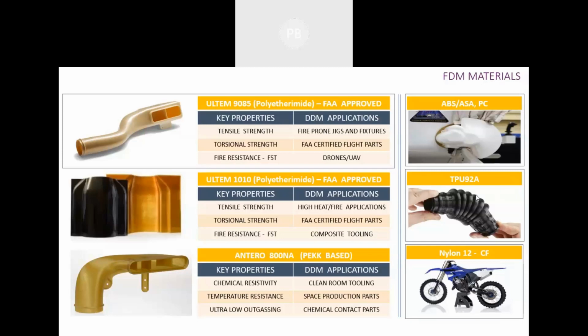Then comes the material known as TPU, thermoplastic polyurethane. Polyurethane is a very common material used in industries for the flexible category of materials. So with TPU, we can directly print this kind of flexible part.